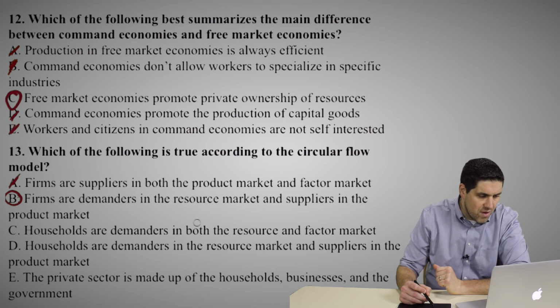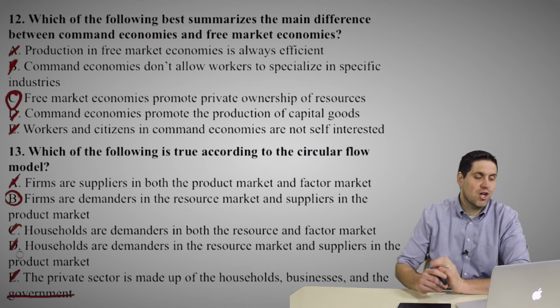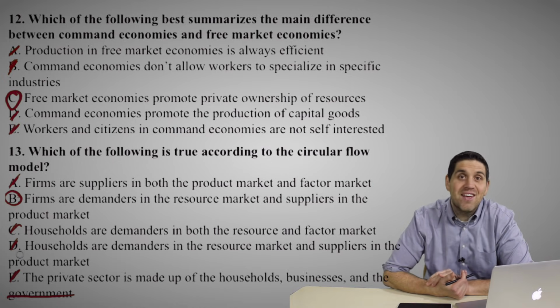Households are demanders in both. No. And then households are demanders in the resource market. No, households supply in the resource market. So that one's wrong. The private sector is made up of households, businesses, and the government. No, the private sector is just households and businesses and not the government. The government is something else that's called, remember, the public sector. So E is incorrect. That's the circular flow model. Question 13, B is the right answer.